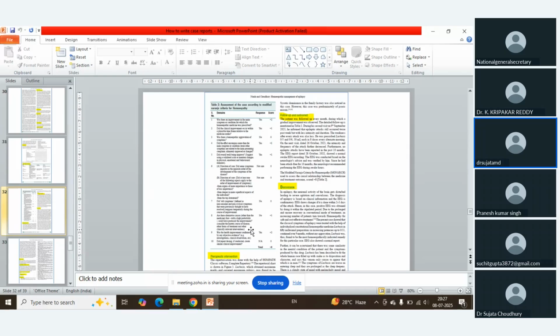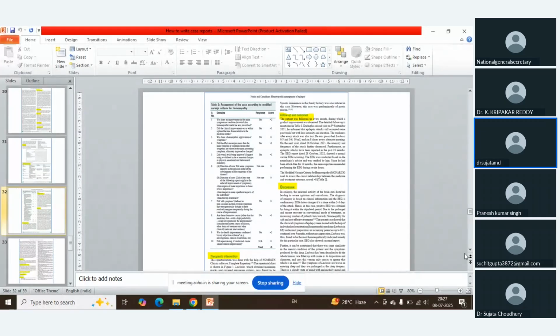That it is the effect of the medicine, not due to any other factor, only due to the medicine. The outcome has resulted. And the therapeutic intervention after case analysis, then follow-up and outcome, what is depicted in the timeline table.